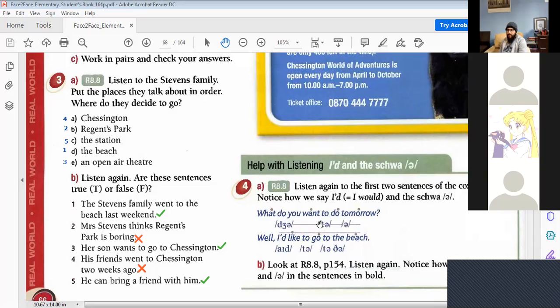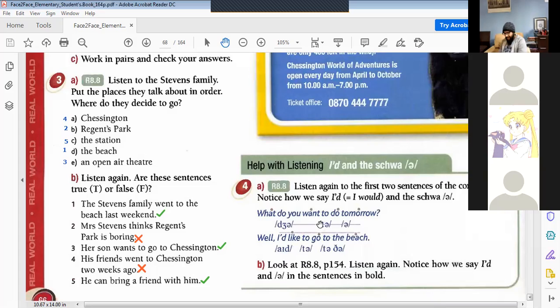So where did they go in the end? Regent's Park. Yeah, they go to Regent's Park. That's correct. So it means your answer was correct. Okay. Yes. The son said this sentence.